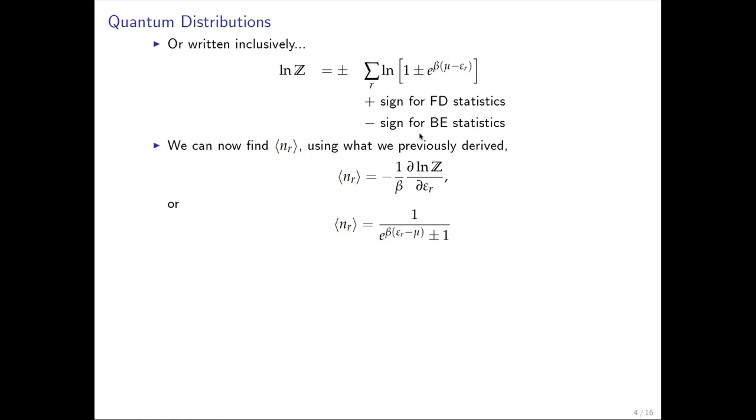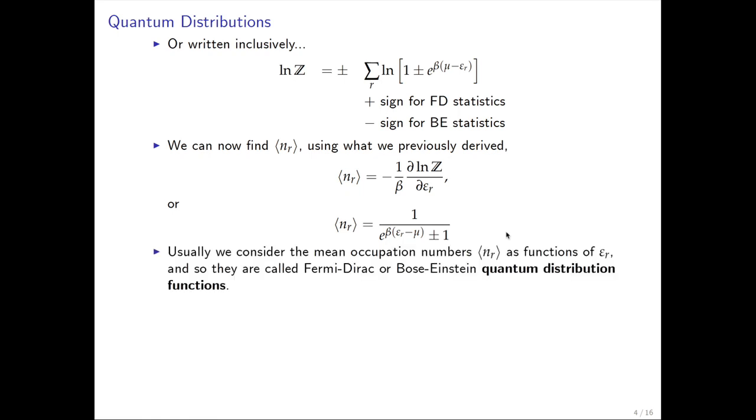I left out a couple of steps, but I operated on this with the derivative, and then I multiplied the top and the bottom by a factor to get a 1 on top and to get it in this form. And so that's the answer for the mean occupation number: plus sign for fermions, minus sign for bosons.